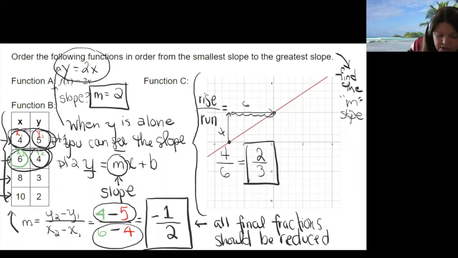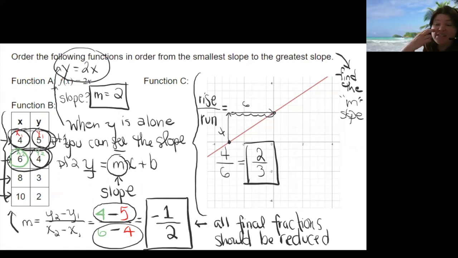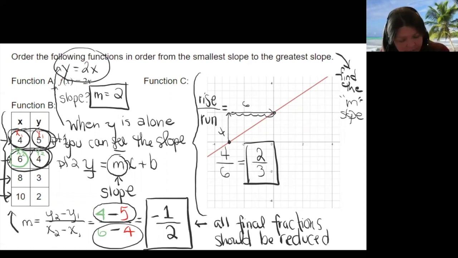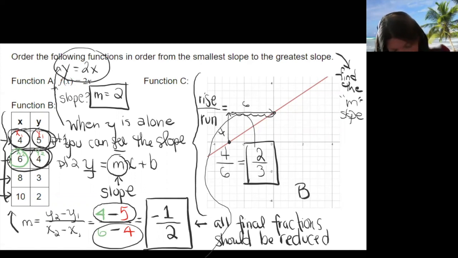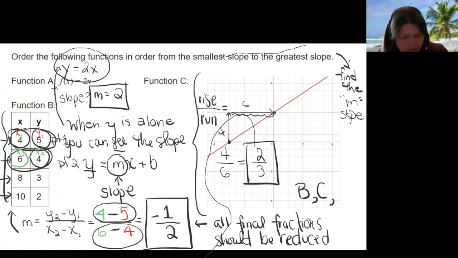Which one of these 3 lines has the smallest slope? -1/2. Yeah, negative numbers are always smaller than positive numbers. Okay, if I'm just talking least to greatest, yeah, a negative number is going to be less than a positive number. So my function B has the smallest. Then the next smallest slope is Graph 1, a graph. 2/3 is something, you know, a little smaller than 1 there.